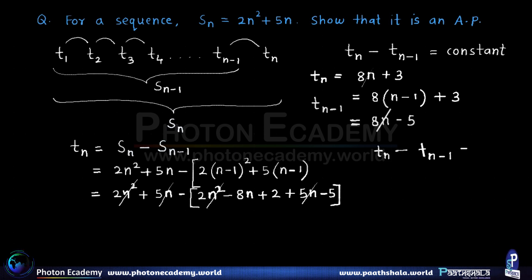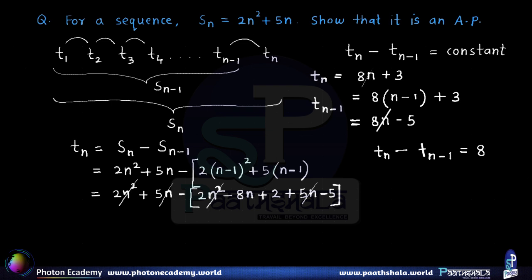So that means here we observe that the difference between Tn and Tn minus 1 is 8, which is a pure constant. It does not depend on n. So therefore we have proven that consecutive terms have a difference of 8, which is constant. Therefore the given sequence is an arithmetic progression.